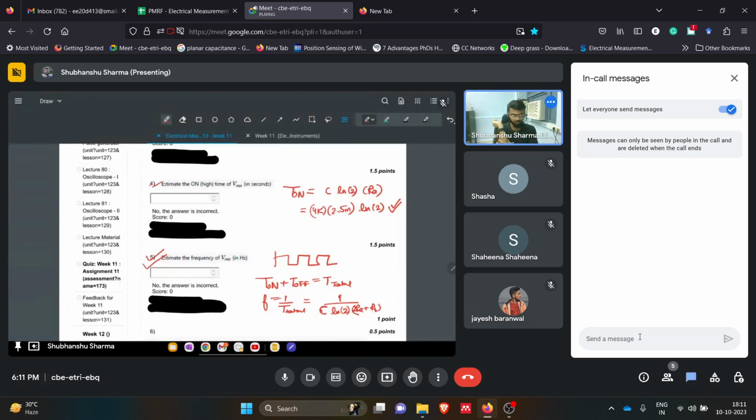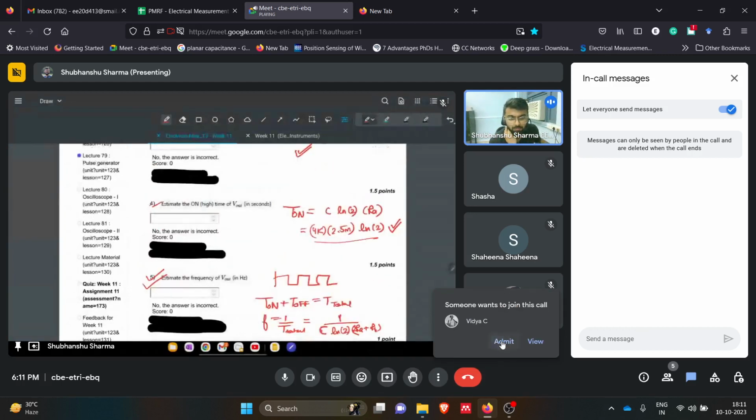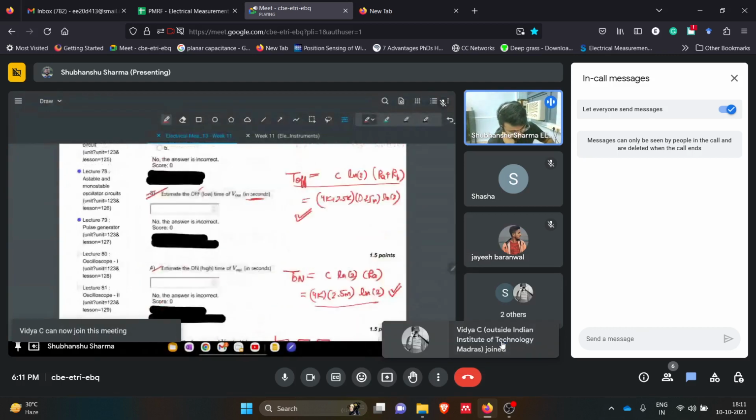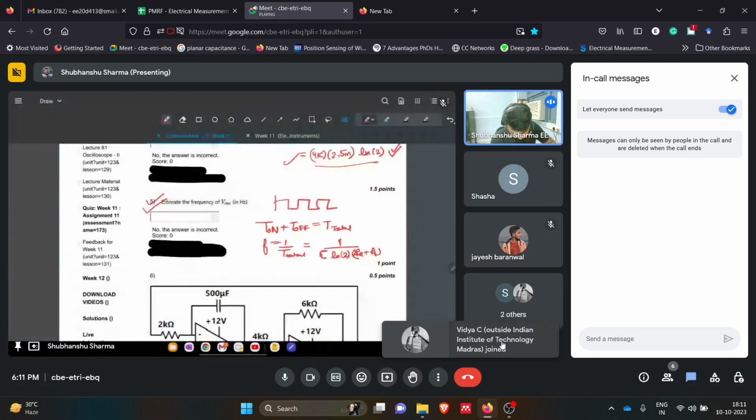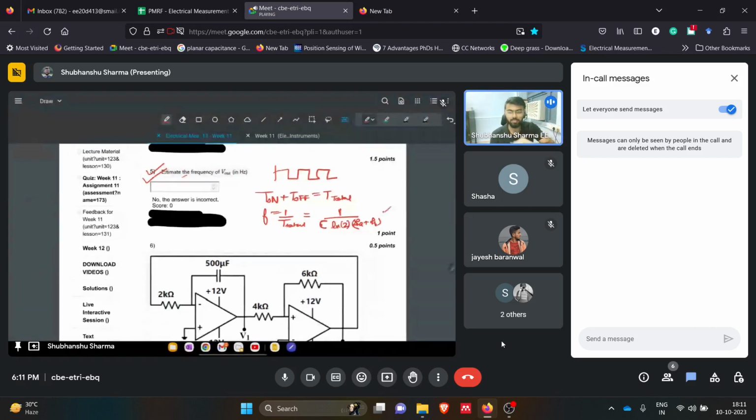Otherwise you can add these two, T on and T off, and then you can get the answer to this question. So estimate the frequency: yes, 2 RA plus RB, times C ln 2. This is also directly from the lecture formulas.